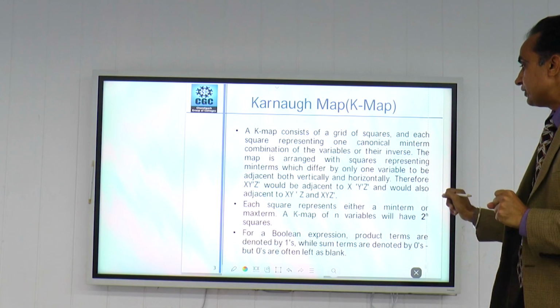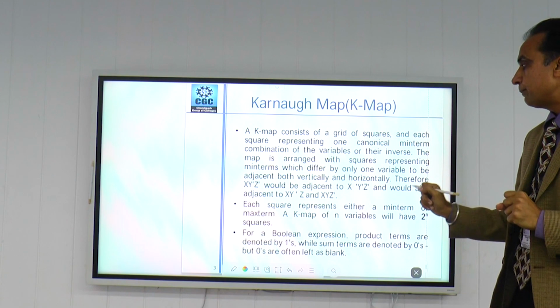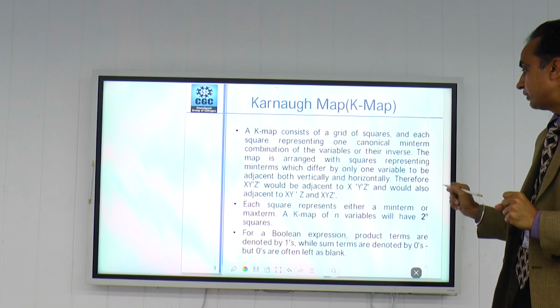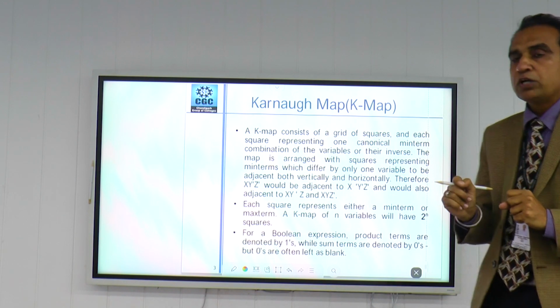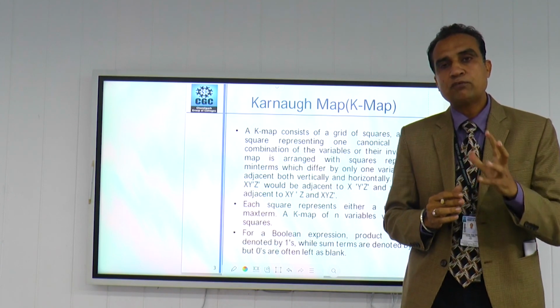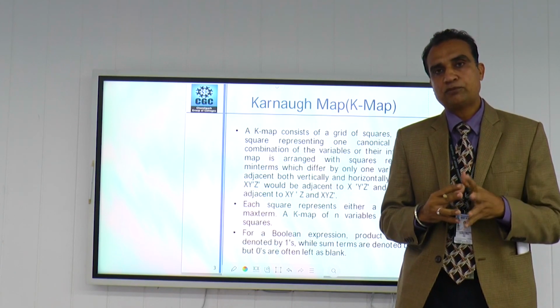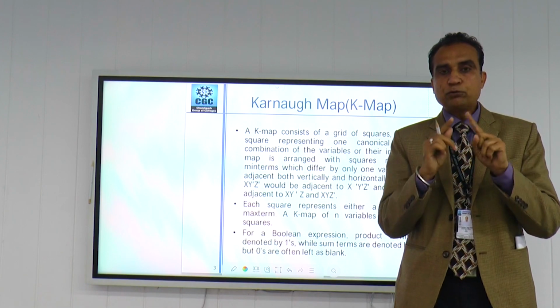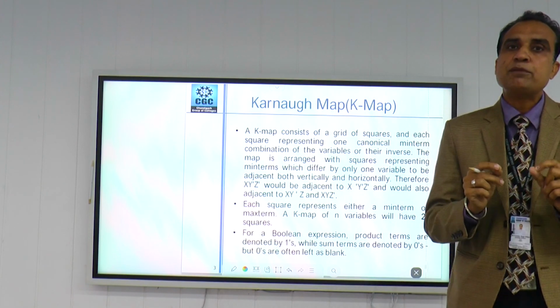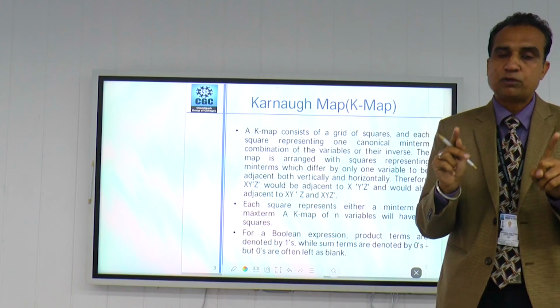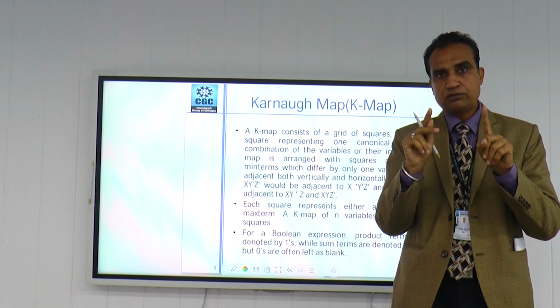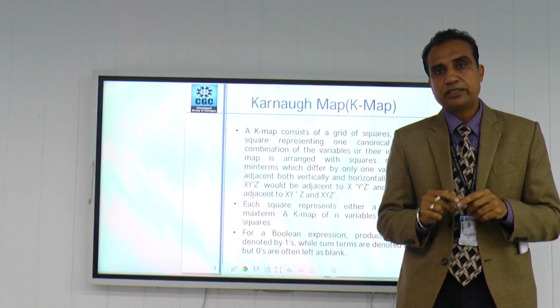For a Boolean expression, product terms are denoted by 1 while the sum terms are denoted by 0. For example, we are going to solve a SOP equation with the help of a K-map. Now we have to represent each and every element of the SOP equation in the form of a K-map, in the form of a table or a square grid.